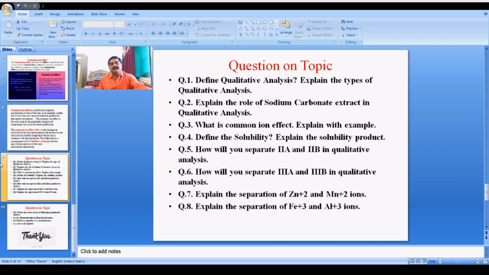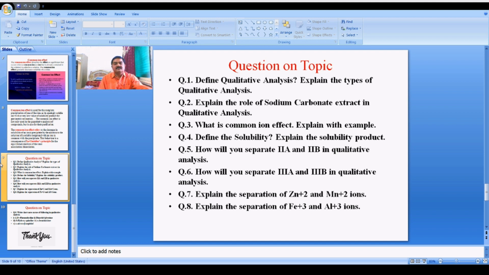So in this way, all the topics of qualitative analysis will be completed, and here are some types of questions which can generally be asked in the exam. First, define qualitative analysis and explain the types of qualitative analysis. In this, you can write the definition of qualitative analysis, and you can write the four types of qualitative analysis: that means micro, semi-micro, macro, and also trace.